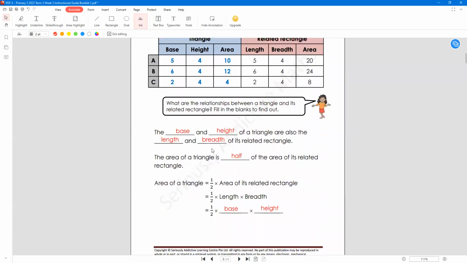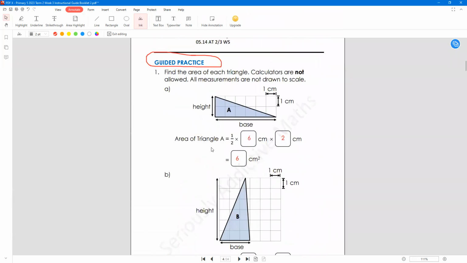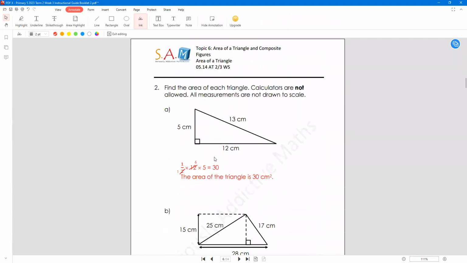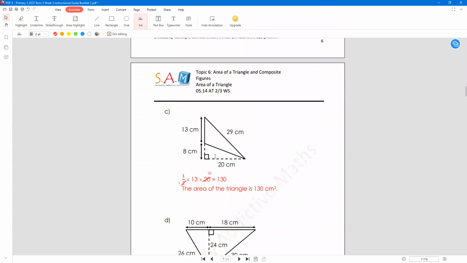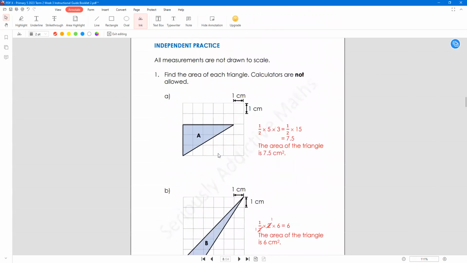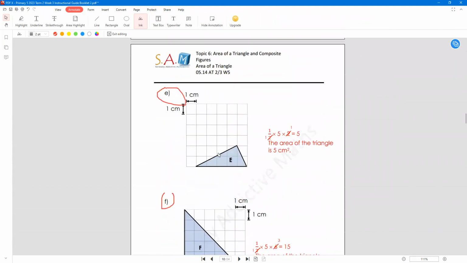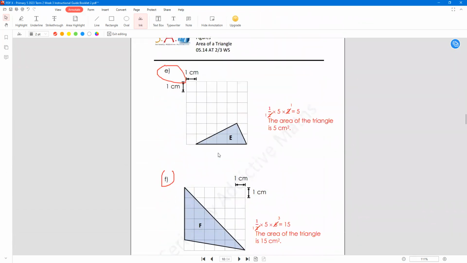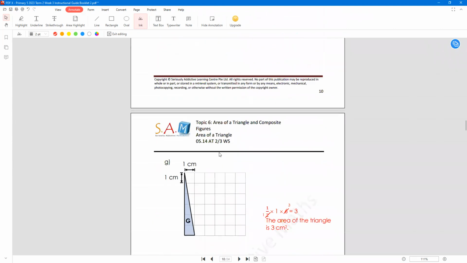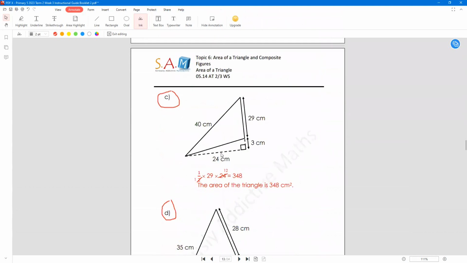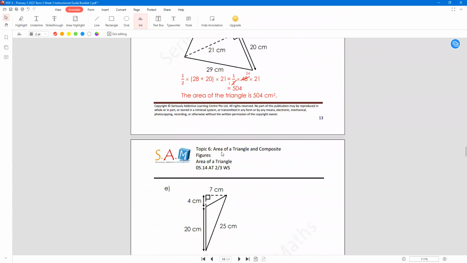All right, let's see. Then get them to do the guided practice, the whole set here. After that, once the guided practice is done, get them to do E and F on their own, but watch them and make sure that they know how to do it correctly. And then C and D.